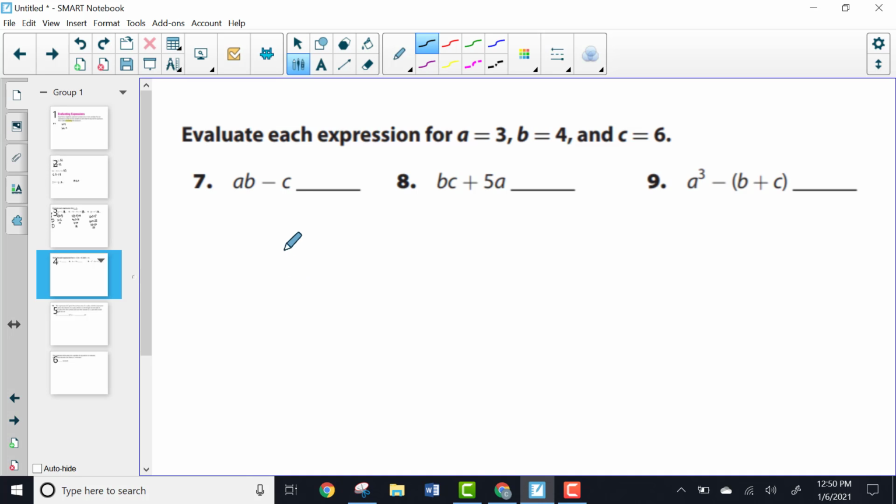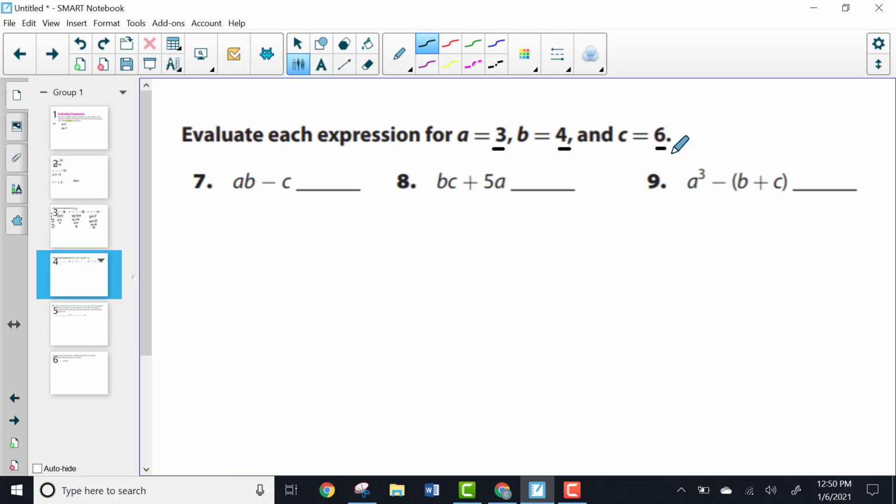So now what we have here for 7, 8, and 9, and I would like you to work on this with me. So we have a value for A, B, and C up here. A equals 3, B equals 4, and C equals 6. So let's take a look at this together and we will set this up.